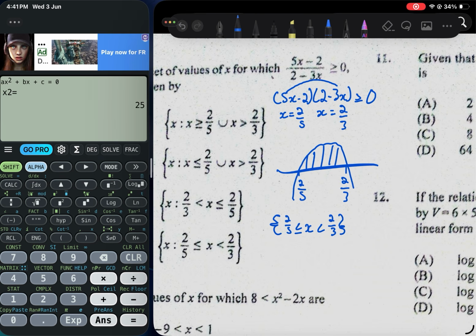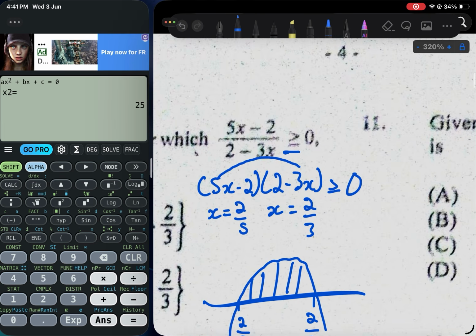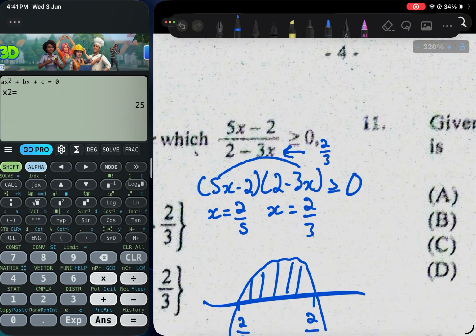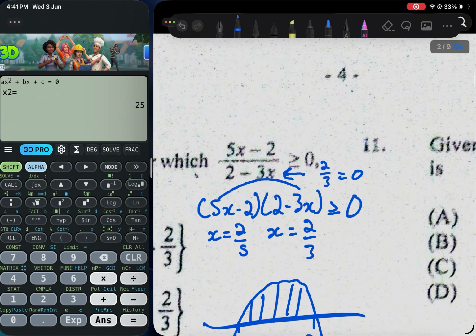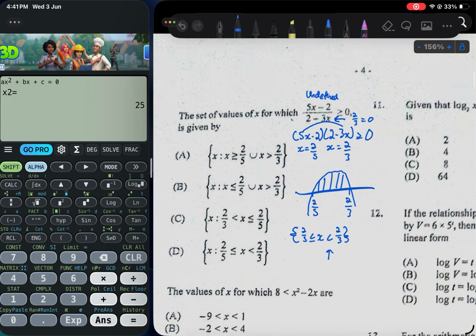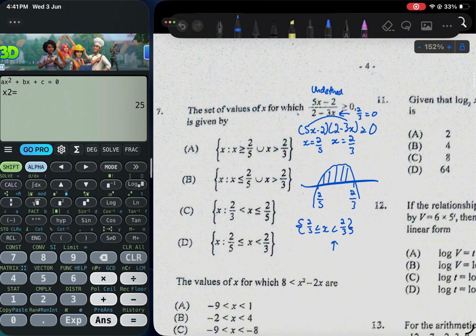Notice how we never put an equal sign here, because if we were to put 2 over 3 into x right here, we'd find that it would give us 0 in the denominator, and therefore it would be undefined. So our answer would be D.